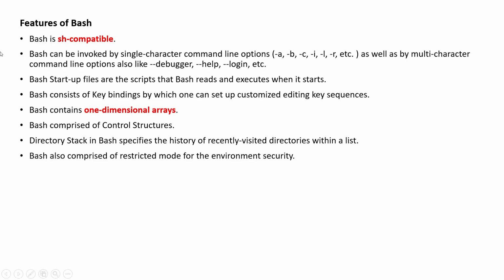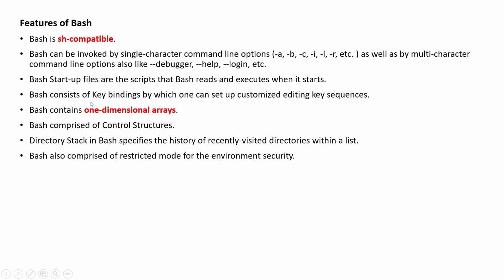Now Bash is SH compatible as it is derived from the original UNIX Bourne shell. It is also incorporated with the best and useful features of the Korn and C shell. Then Bash can be invoked by single character command line options as well as by multi-character command line options. Then Bash startup files are the scripts that Bash reads and executes when it starts. Each file has its specific use, and the collection of these files is used to help create an environment.